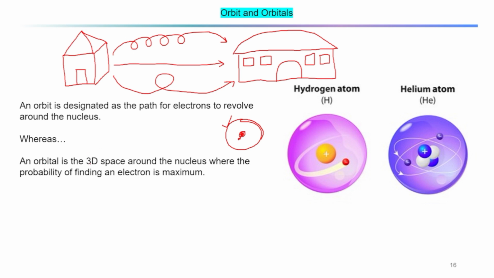Whereas an orbital is the 3D space around the nucleus where the probability of finding an electron is maximum. So inside this same path, we have different three-dimensional spaces. For example, in your case, you can take different travel modes to reach the school. Similarly, an electron can take different 3D spaces to orbit that nucleus. So an orbital is the 3D space around the nucleus where the probability of finding an electron is maximum.